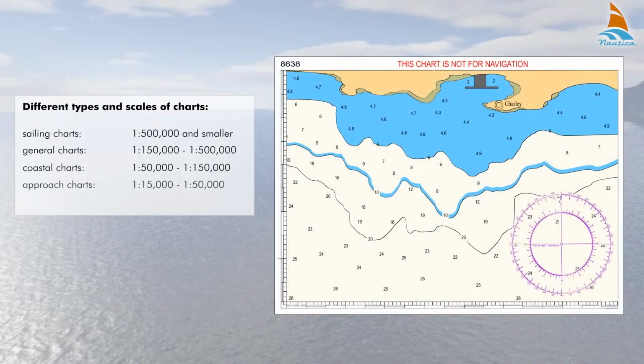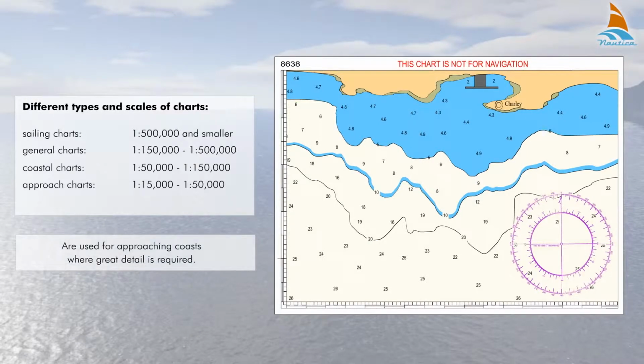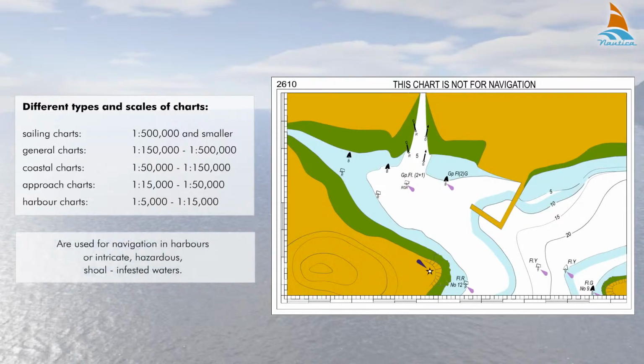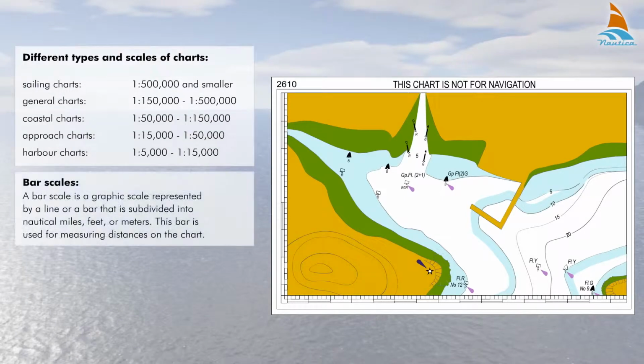The approach chart has a scale of between 1 to 15,000 and 1 to 50,000 and is used for approaching coasts where great detail is required. Harbour charts, which have a scale of between 1 to 5,000 and 1 to 15,000, are used for navigation in harbours or intricate, hazardous, shoal-infested waters. Bar scales. A bar scale is a graphic scale represented by a line or a bar that is subdivided into nautical miles, feet, or meters. This bar is used for measuring distances on the chart.